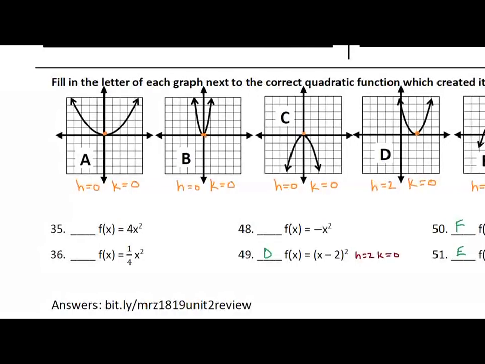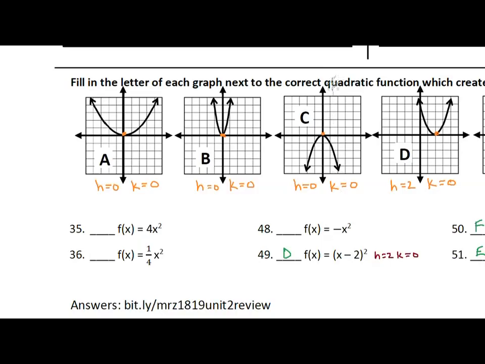Let's find A, B, and C. Now we need more information here, and now we're going to start looking at the A value. This is the only graph where A is negative. So since A is negative because the graph opens down, of number 35, 36, and 48, these are the only ones. Now I notice my numbers are really weird here, but that's okay. We're doing 48 here. This number, 48, must match graph C. It's the only one with a negative A value where H is 0 and K is 0. So now we're down to A and B.